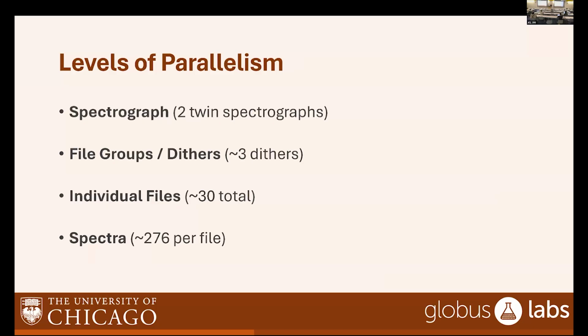Dithering is an observing technique that's used to basically increase resolution and also integration time by doing the same observation, but shifting the telescope's pointing just a little bit. And then under that, there are also the individual files, where in some of the steps you're able to parallelize, because with pre-processing especially, there's no dependence between different files. And then finally, on an even smaller level, sometimes the spectra in the same file do not depend on one another, which means that could also be parallelized.